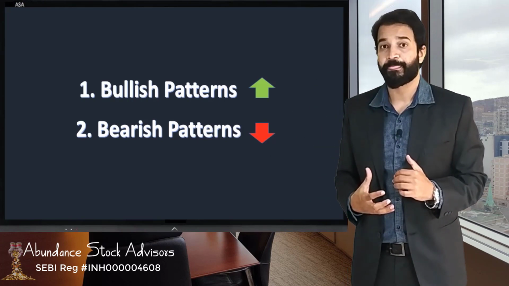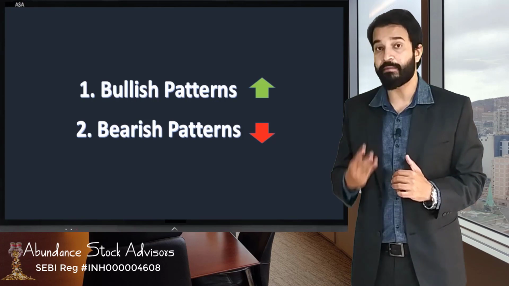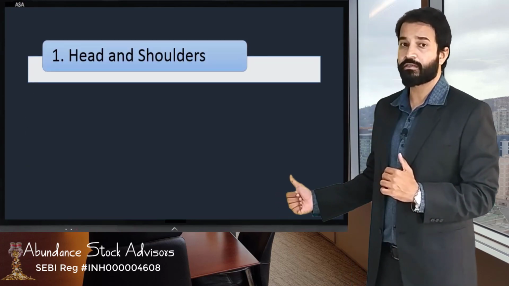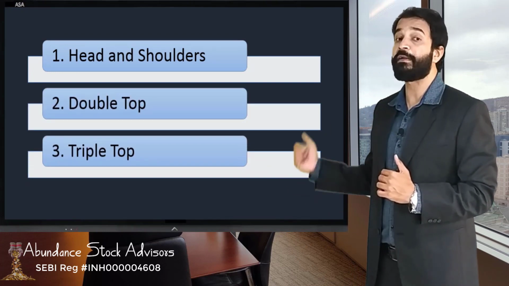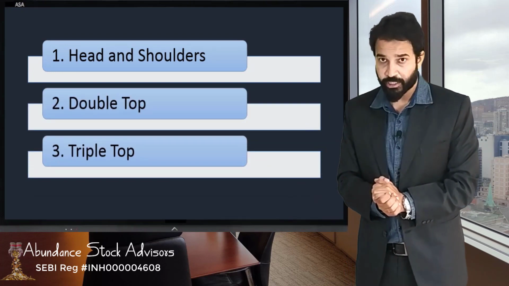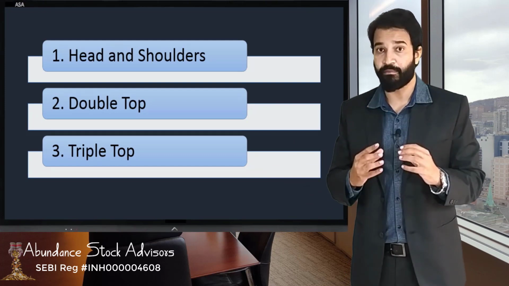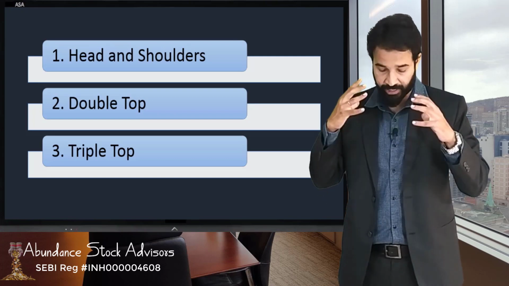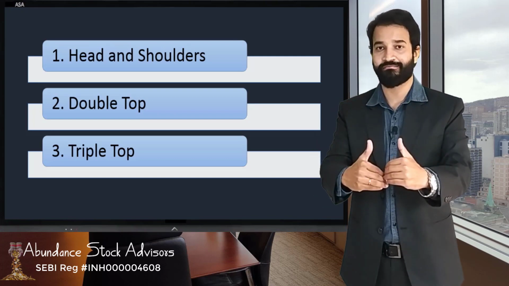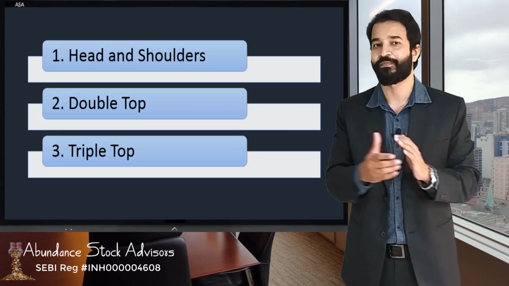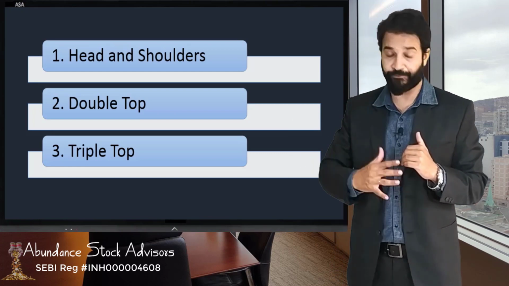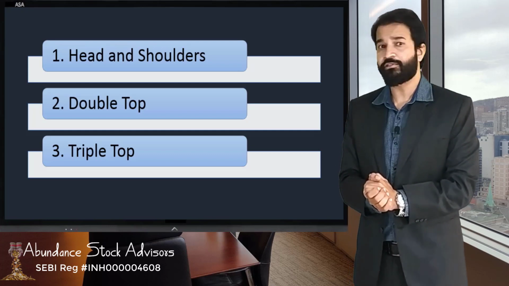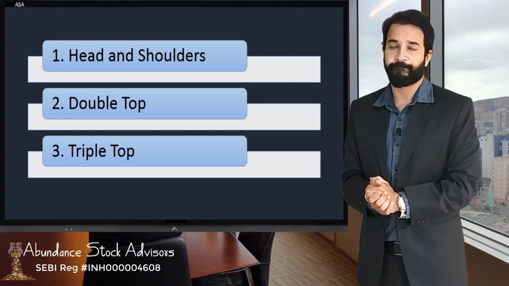So in this topic, we will study three very important bearish chart patterns, and those are head and shoulders, double top, and triple top, which means the moment you see them on a chart of a stock you are holding, you should understand that it's the time to sell this stock, since it's going to fall from here on. And also, if this stock trades in the F&O segment, it's a good time to go short. Now let's get into the details of these chart patterns one by one.